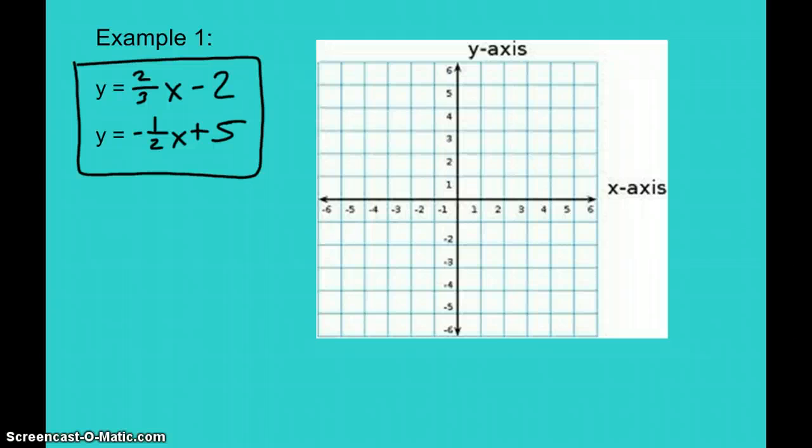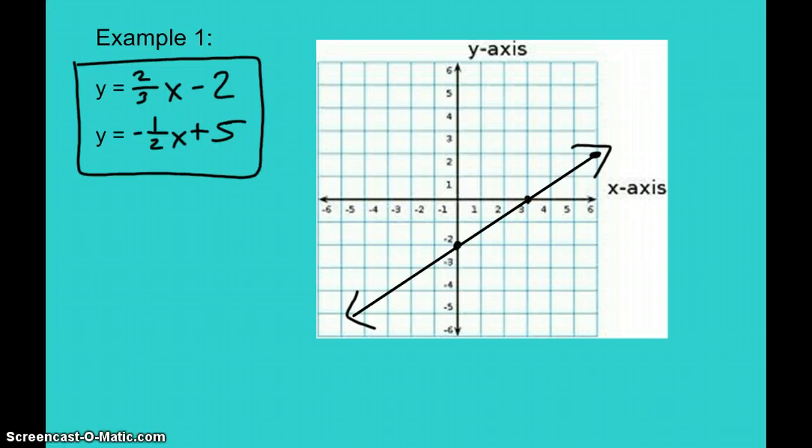So in order to graph y equals 2/3 x minus 2, I start at my y-intercept and I apply my slope, up 2 over 3, up 2 over 3, and I draw in my line. So there's my first equation, y equals 2/3 x minus 2. That's the set of all points that's a solution to y equals 2/3 x minus 2.